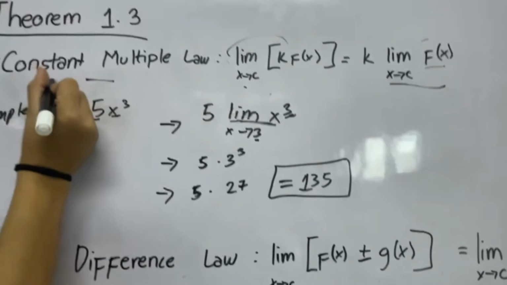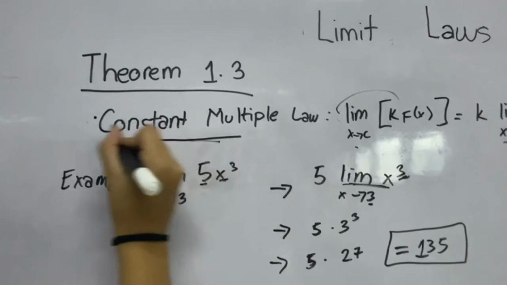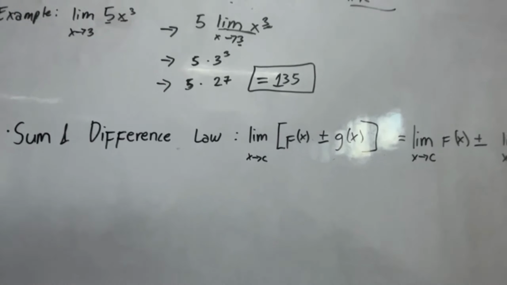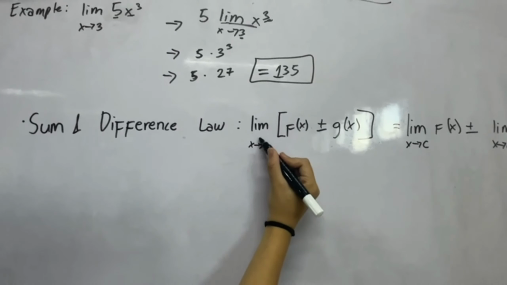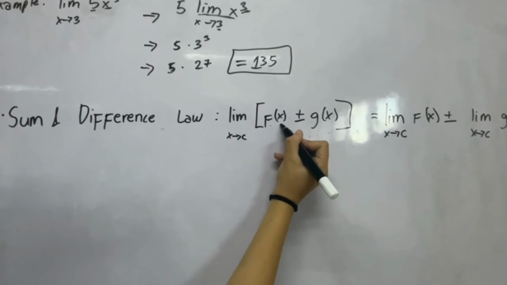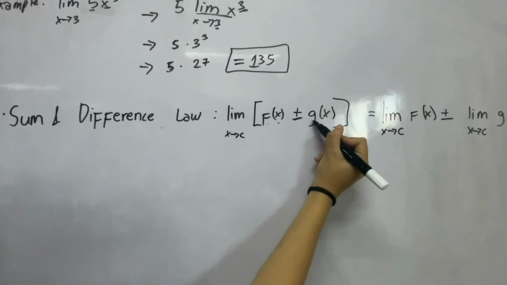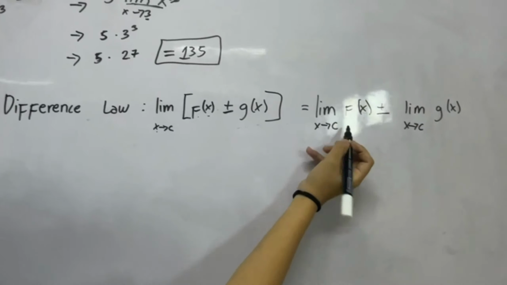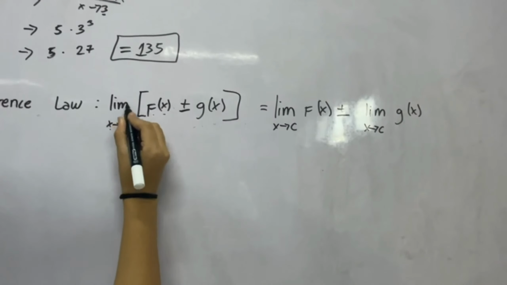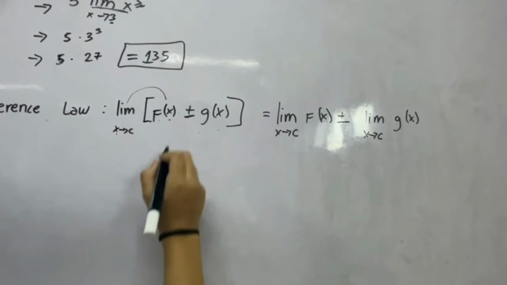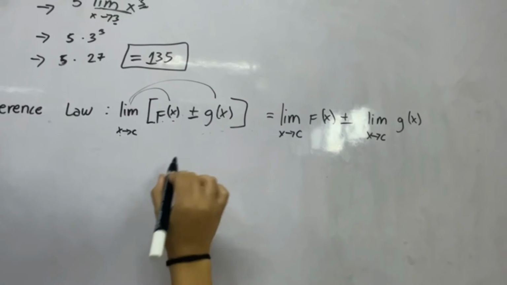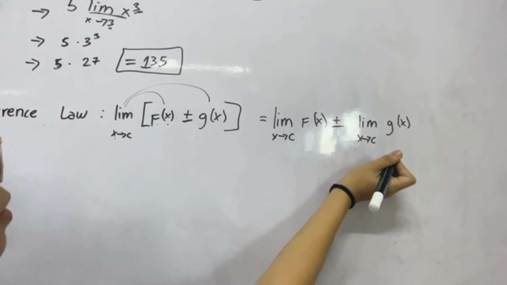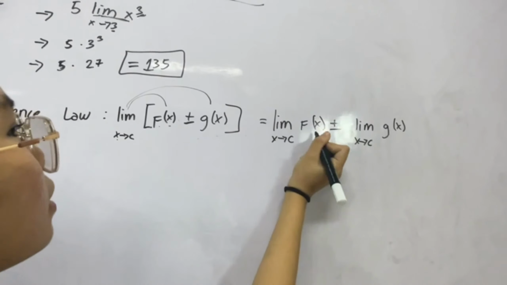Alright, now that we are done with our constant multiple law, let us proceed to our second one, which is the sum and difference law. In this law, the limit of f of x plus or minus g of x as x approaches any real number c, we simply distribute each limit into each term. And that would be the limit of f of x as x approaches c plus or minus the limit of g of x as x approaches c.